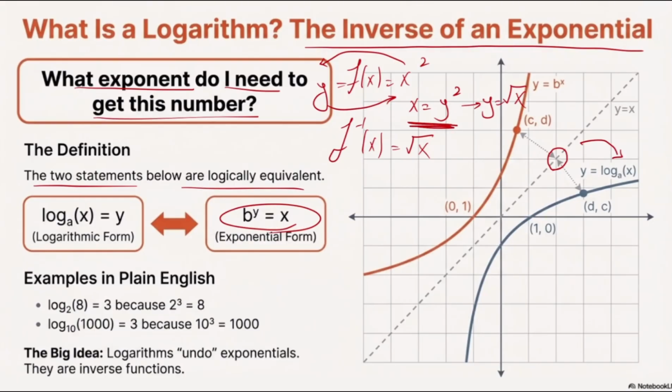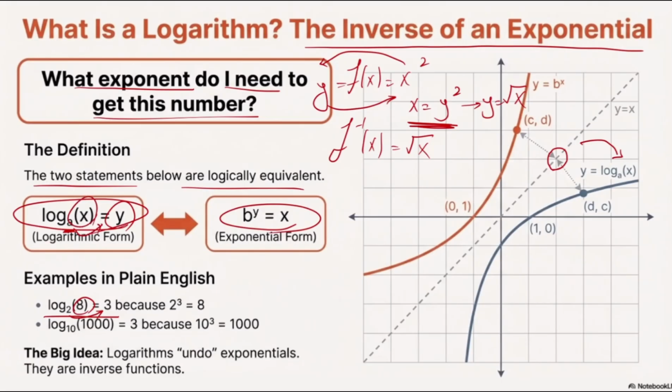B to the power of y is equal to x, which was exponential form, and this means that log of x with some base a is going to be y itself. For example, log of 8 with the base of 2 is equal to 3. Why is that? Because 2 to the power 3 is going to be 8. As you can see, A to the power of y is equal to my x.